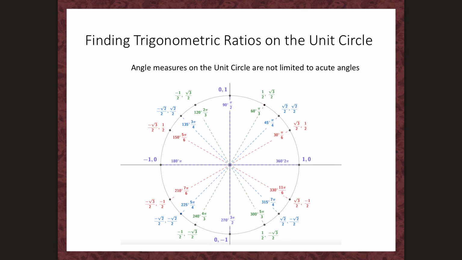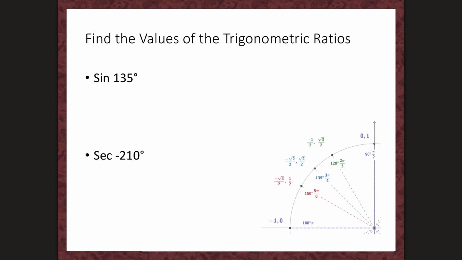The sine of the angle is the y-coordinate, the cosine is the x-coordinate, and the tangent of the angle is the y-coordinate divided by the x-coordinate. The cosecant, secant, and cotangent of each angle are the reciprocals of the sine, cosine, and tangent ratios, respectively. Let's use the unit circle to find the values of these trig ratios.